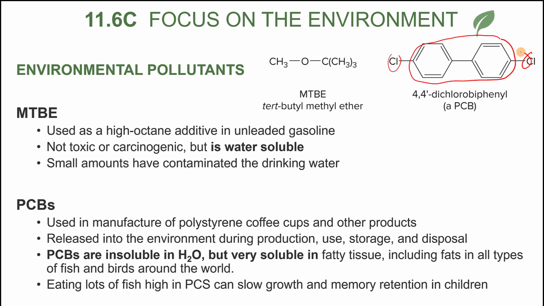These are very insoluble in water, but because it's an organic compound, it becomes very soluble in fatty tissue. So animals that eat this get it absorbed by their fat, in fish and animals around the world. And so if you are eating a lot of fish that are high in these PCBs, it can slow growth and memory retention in children.